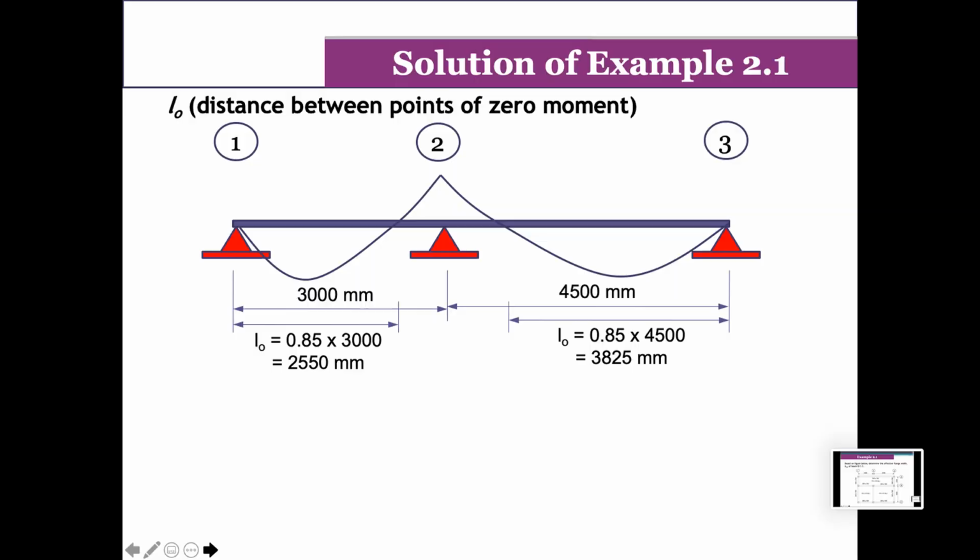The L0 for each span will be calculated according to the guidance given in EC. For the first span, L0 is equal to 0.85 L, with L for the first span being 3000, so we have 2550. For the second one, the same coefficient, L0 is equal to 0.85 times 4500, and we get 3825.